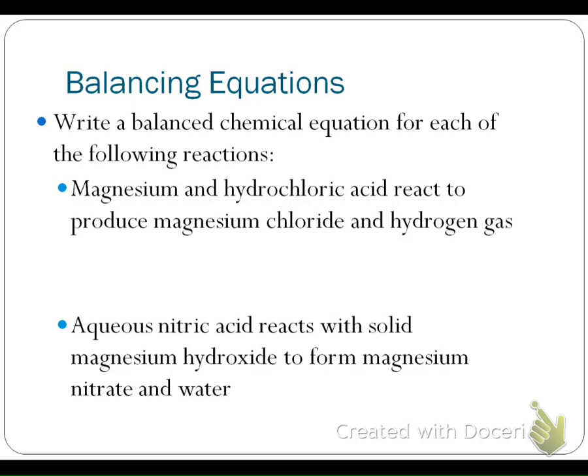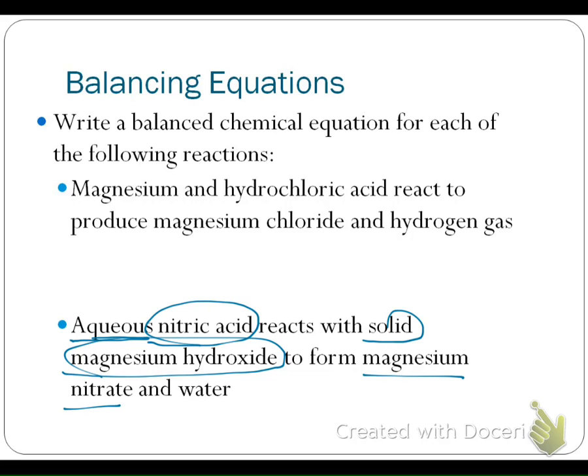Aqueous nitric acid reacts with solid magnesium hydroxide to form magnesium nitrate and water. Okay, what does the aqueous here tell us? It's mixed with water. Yeah, it's just mixed with water. It doesn't change the chemical formula in any way. So we just need to find the chemical formula with nitric acid and magnesium hydroxide. Those will be our reactants. Magnesium nitrate is one of our products, and water is our other product. Okay, so let's get the chemical formulas into our equation, and then we'll start to balance.